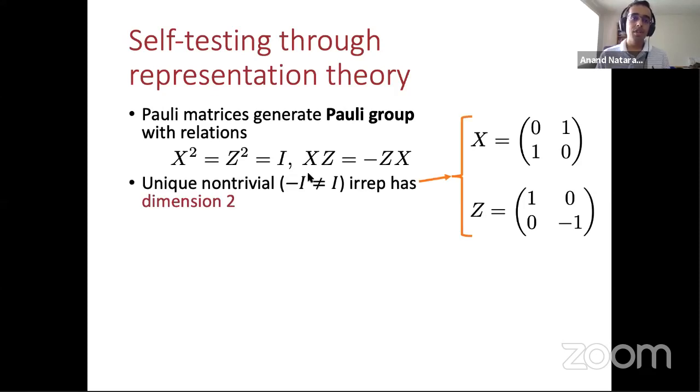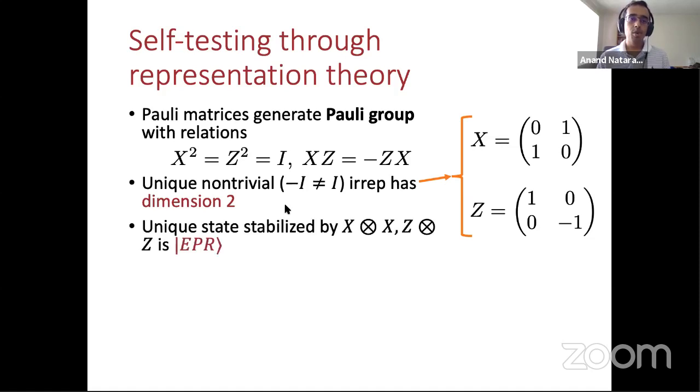Moreover, there's a unique unitary representation that's non-trivial, in the sense that in this representation, minus the identity is distinct from the identity. So this is like the sign operator, the J that Andrea mentioned, being non-trivial means that this J is not equal to identity. But this unique representation is essentially the standard one that you've probably seen. It's just the Pauli matrices acting on a qubit, so it has dimension 2. And moreover, the unique state that's stabilized by X tensor X and Z tensor Z in this representation, so the unique state that's a +1 eigenvalue of those two things, is the EPR state.